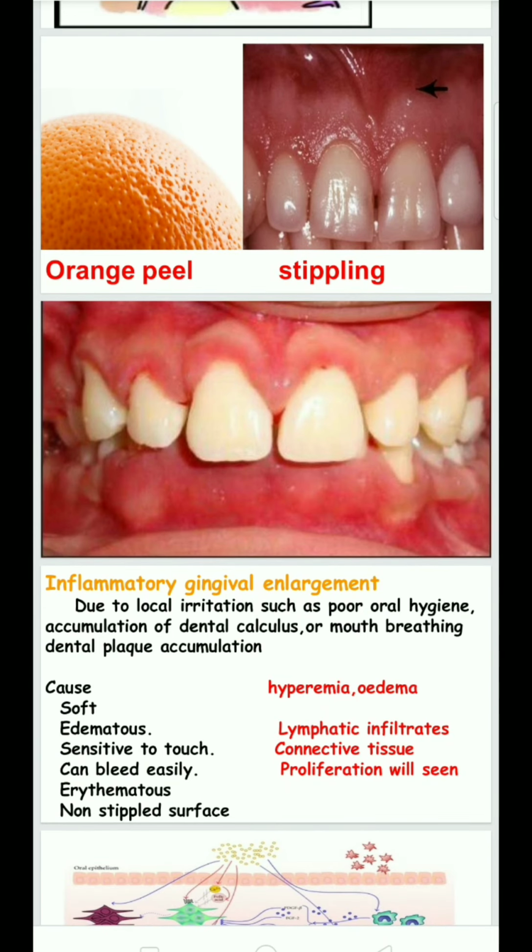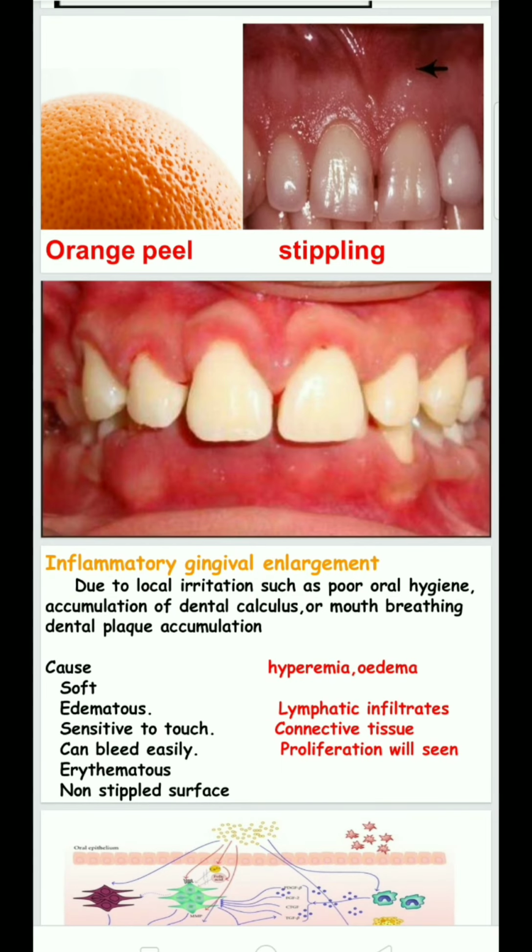It is due to local irritation such as poor oral hygiene, accumulation of dental calculus, mouth breathing, dental plaque accumulation, etc. The dental plaque accumulation is due to improper, poor oral hygiene. As a result, the gingival enlargement occurs. At the same time, mouth breathing results in drying of the gingival area. So the dried gingival area gets frequently irritated, so inflammatory cells develop and that leads to the enlargement.